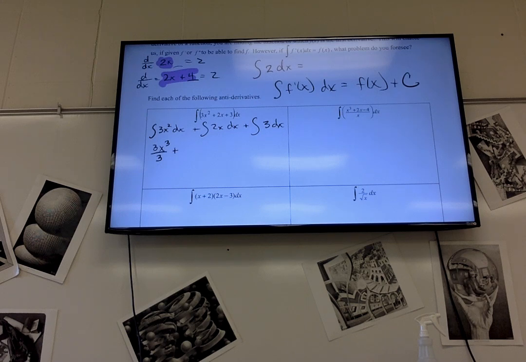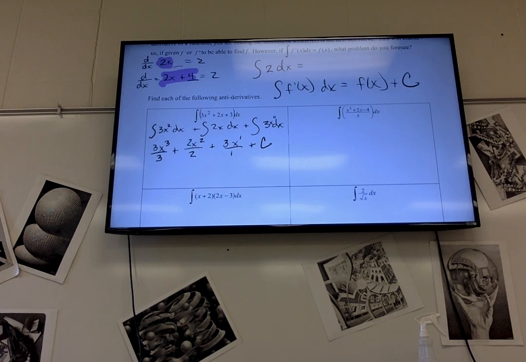So for the next one, 2x to the negative 2. You raise the exponent, which would be 2, and then divide by 2. She's trying to take the derivative. Now this one is really x to the 0. So you add 1, so that's x to the first, and you divide by that 1.